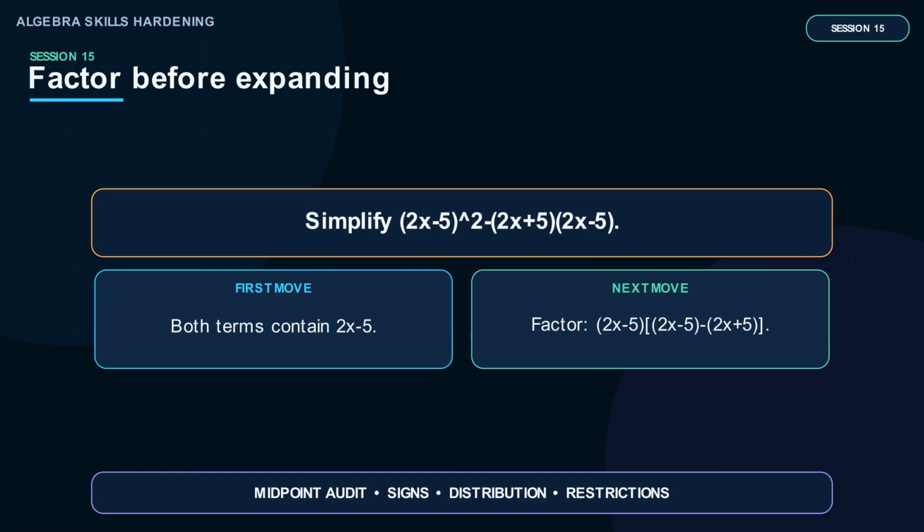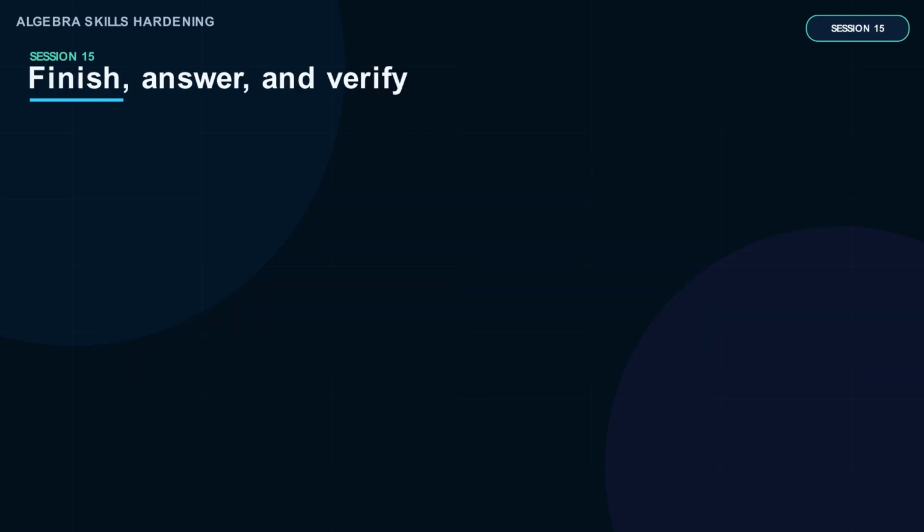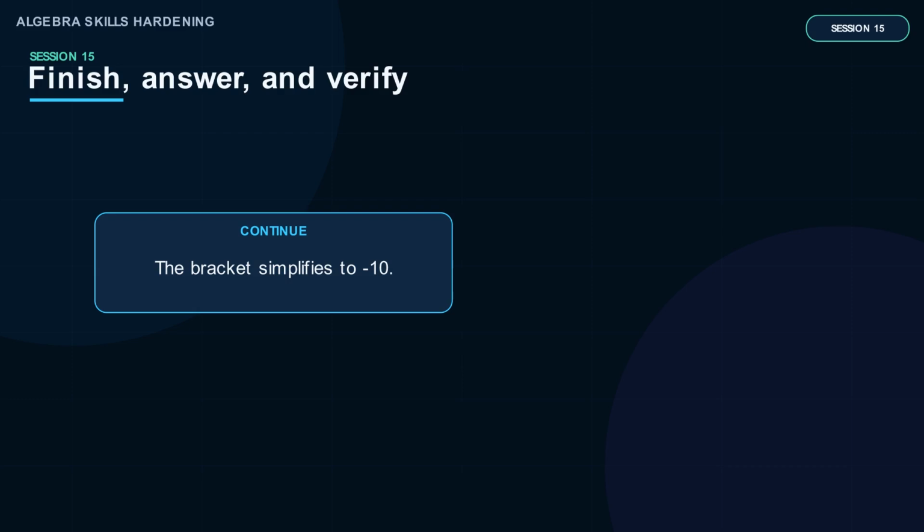Now audit distribution, signs, copied values, and restrictions. A brief midpoint check is cheaper than rebuilding the solution. Continue with the third step. The bracket simplifies to −10. State what the transformed line tells you.